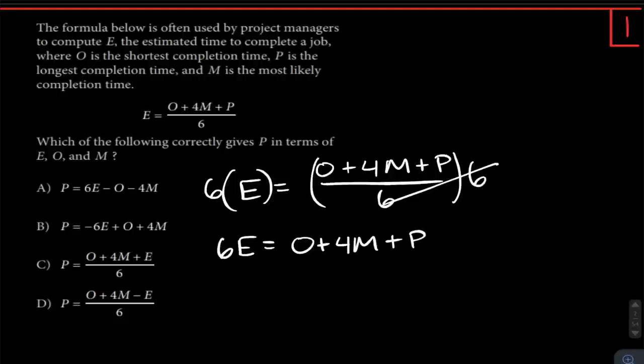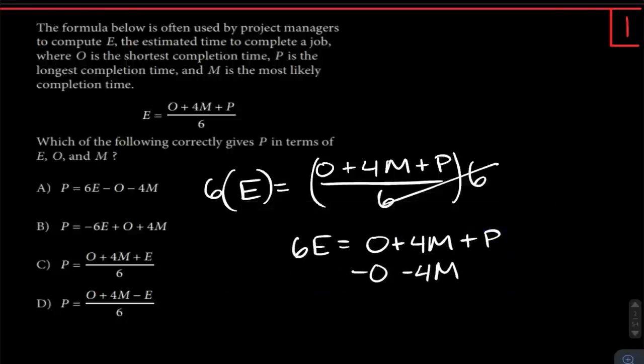And now just to solve for P, it looks like all we're going to have to do is subtract O and subtract 4M. I know it's a little weird working with variables versus numbers, but really that's all this problem is asking for. So we're going to subtract that on both sides.